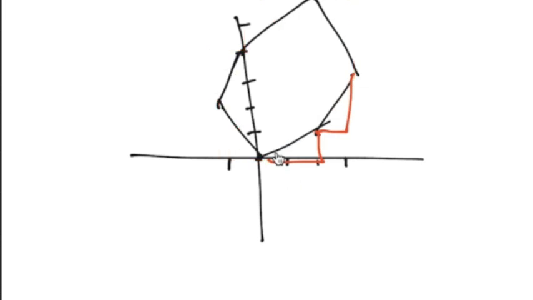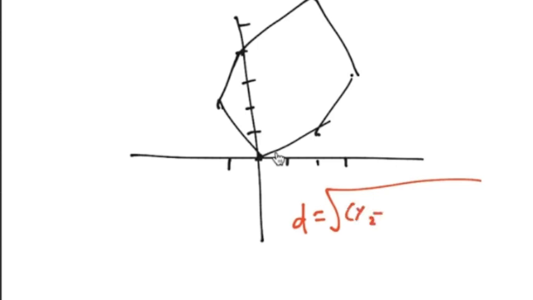But if you want to do it using the distance formula, which states that the distance equals the square root of (x2 minus x1) squared plus (y2 minus y1) squared. And x2, y2 are basically the first set of points that you want to find the distance between, and then x1, y1 is basically the second pair of points.